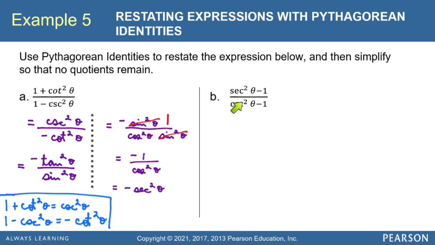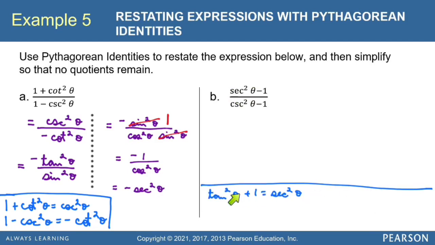Now here's part B. And here we have secant squared theta minus 1 all over cosecant squared theta minus 1. So first we would want to take a look at the Pythagorean identity that involves secant squared. So come down here at the bottom and kind of use it like a little piece of scratch paper. And I've just written out the identity that involves secant squared theta. So it's tangent squared theta plus 1 equals secant squared theta.